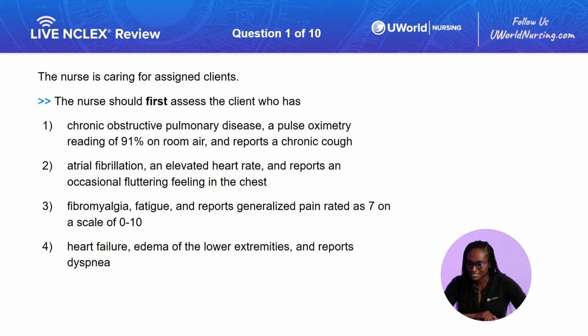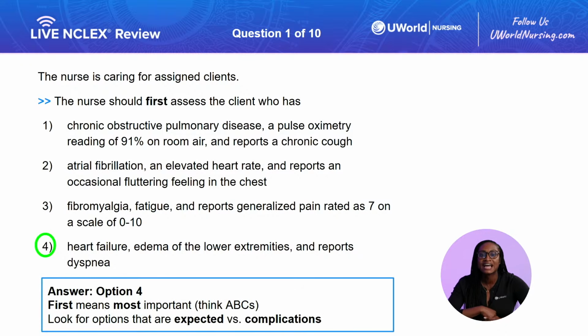Good answer choices. Good job, guys. Pretty unanimous in the chat, whether you knew it off the top of your head or whether you already snuck and saw my answer. Sorry about that. But it is option 4, that heart failure, edema of the lower extremities, and reports dyspnea. So assessing the client first, meaning we're looking for priority actions, looking for things that are complications rather than expected findings that could increase and have some alterations with our ABCs. So airway, breathing, and circulation.